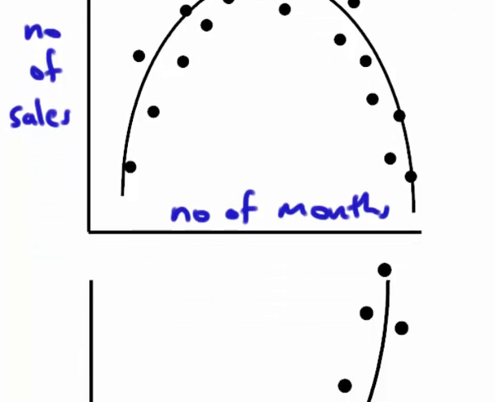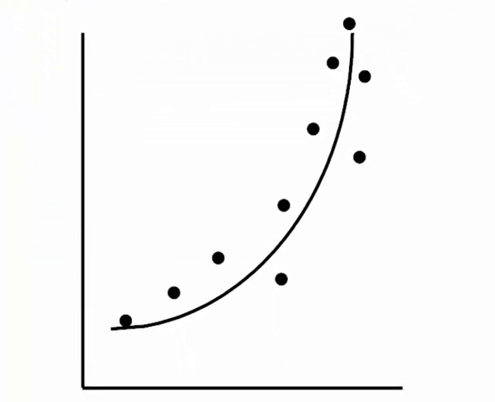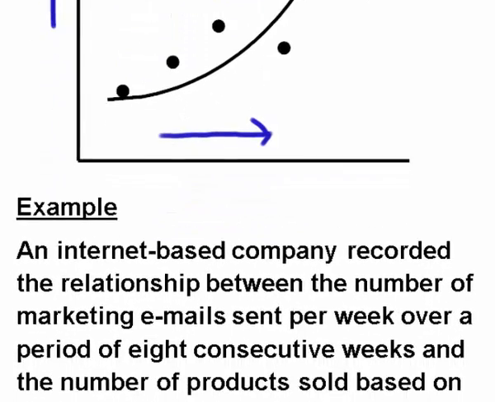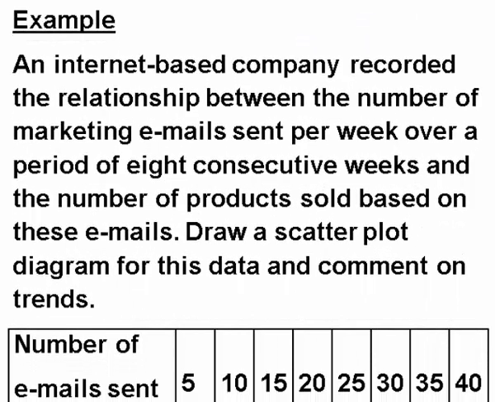A nice place to be in business is if you have what we call an exponential trend, because what now happens is that as the months go by, your number of sales is just shooting right up, and it's looking good. We call this an exponential trend. Now let's have a look at an example specifically with the lines, the linear trends.